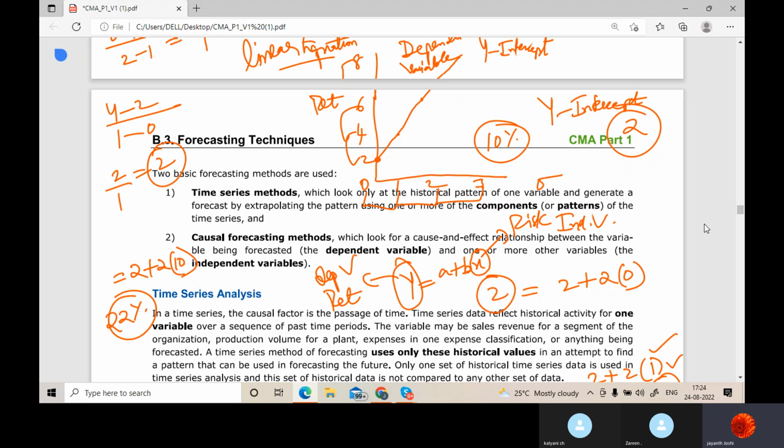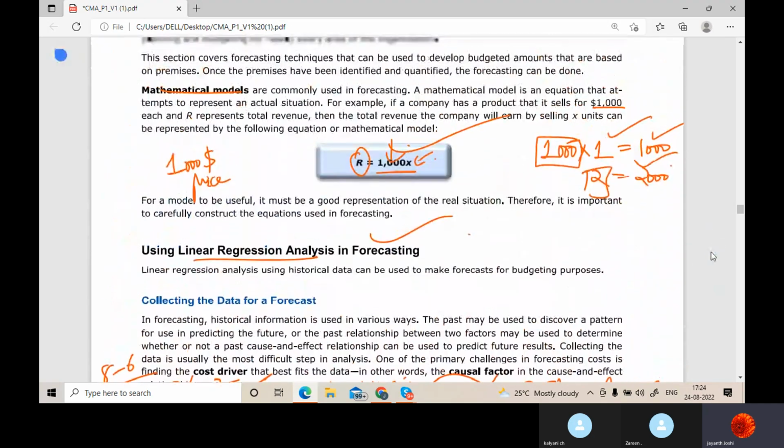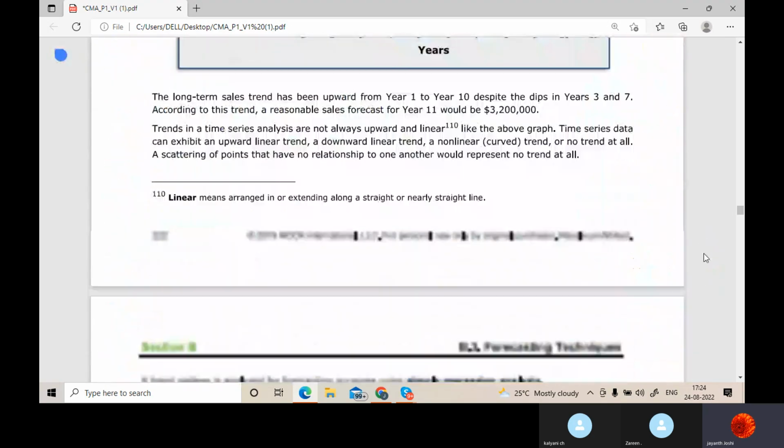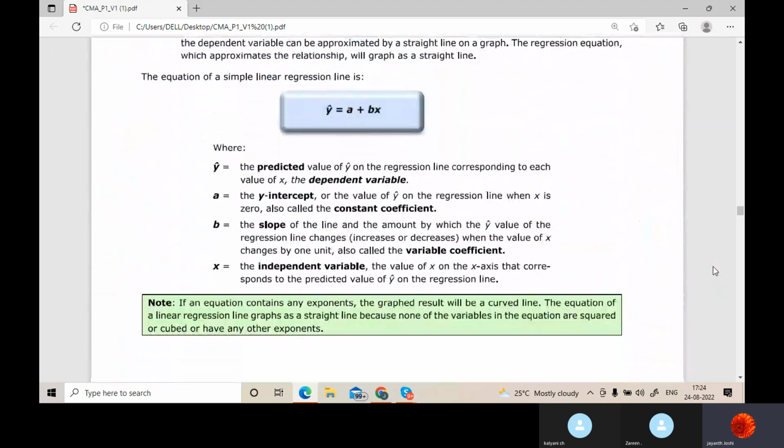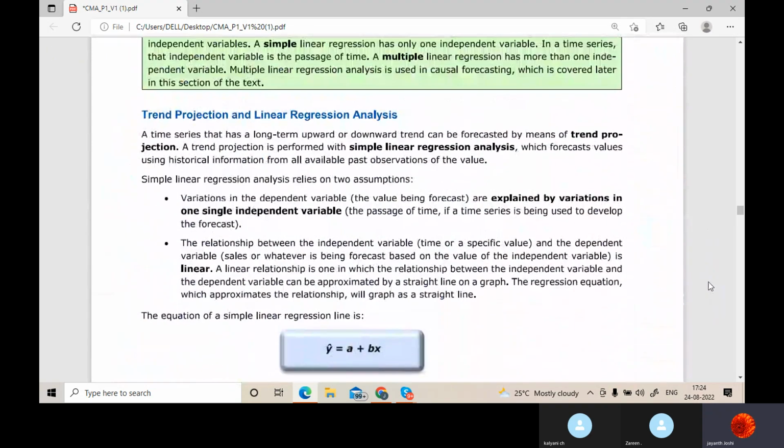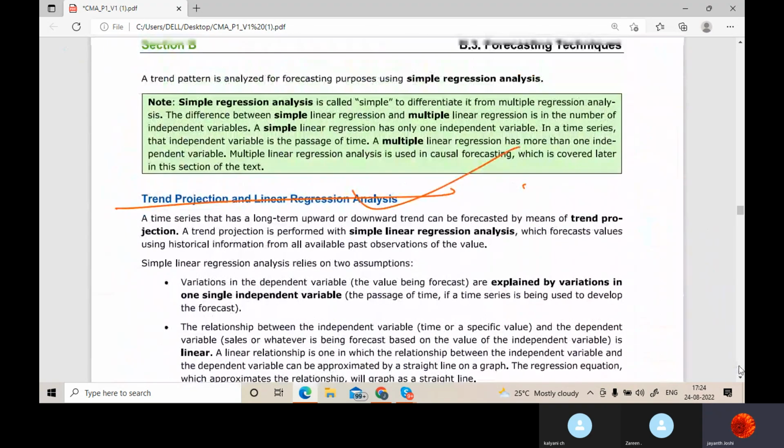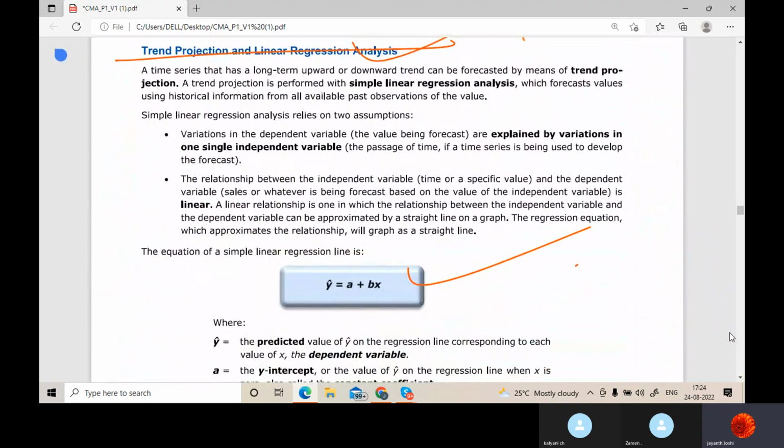So that is what we say, usage of regression equation. So here is the regression equation given. I have come to this. This is done. This is done.